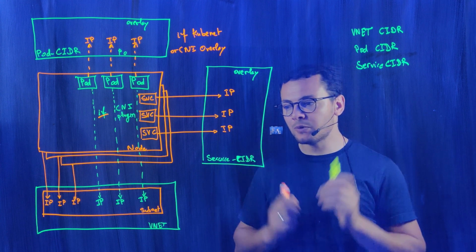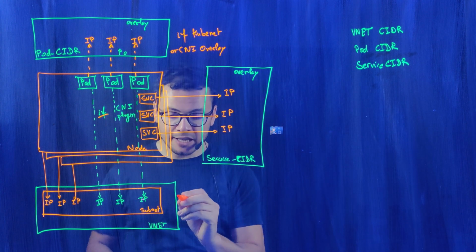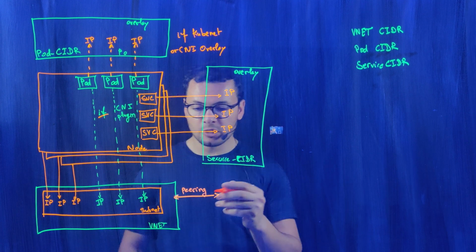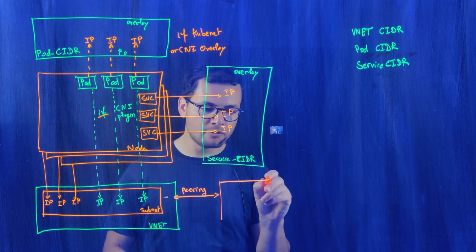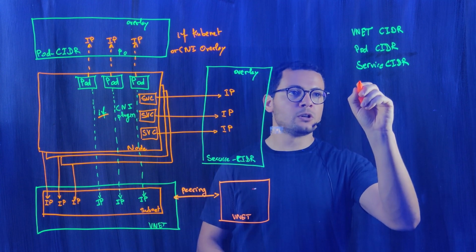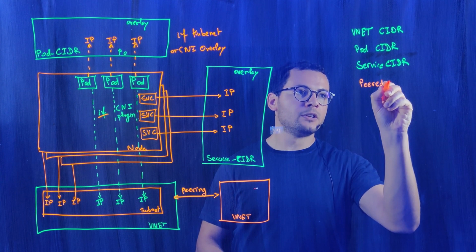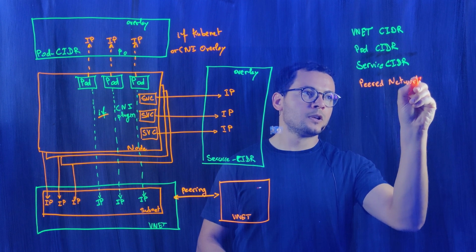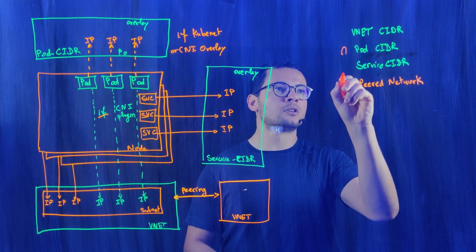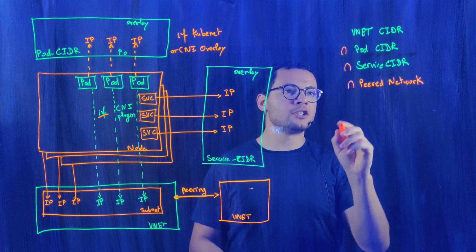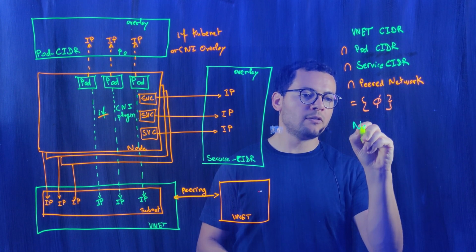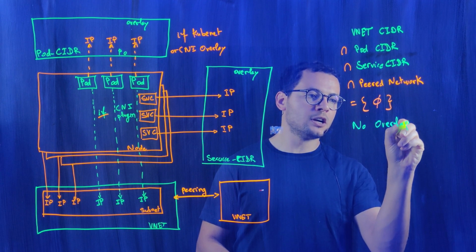Also, another one that might be forgotten by our customers is that this VNet could be in peering with another VNet, or it could be connected to the on-premises network. So if I have here another VNet that is peered, that would be applicable for this golden rule. If I have a peered network, then all of these ranges should not overlap. This means the union, or the join, of all of these CIDR ranges should be equal to the empty set. I'm not allowed to have any overlap between these CIDR ranges.